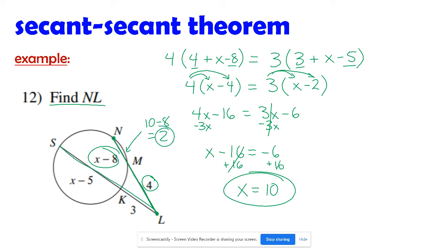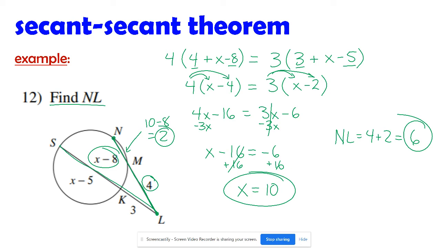So the idea with NL is that the part outside of the circle is 4. The part that's inside the circle is 2. And if we put those together, the total length of NL is going to be 6. So our final answer here, the length of NL is 6.